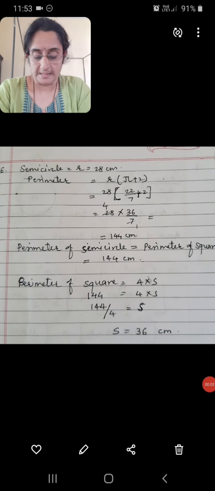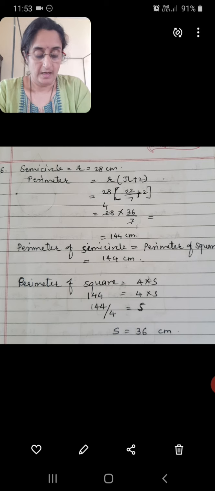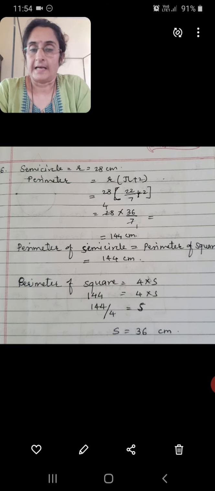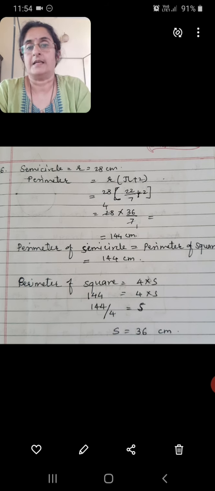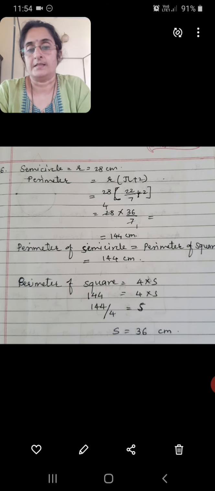I'll read it for you. Listen to it. A wire is in the form of a semicircle of radius 28 centimeters. If it is straightened and bent into the form of a square, what is the length of the side of the square? Here, a wire is taken. It is in the form of a semicircle. Fine. And the radius of that semicircle is given, that is 28 centimeter. And the same wire is bent to make a square, and what is the side of that square is asked.